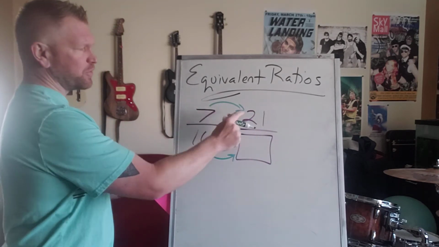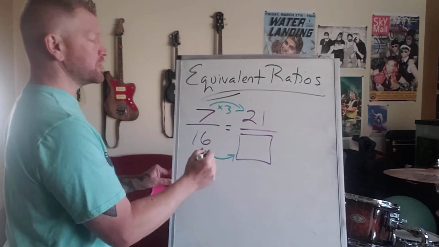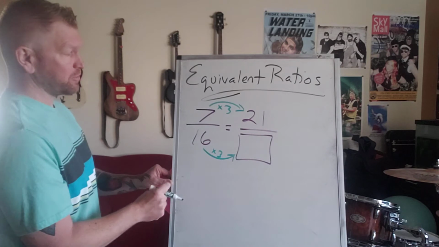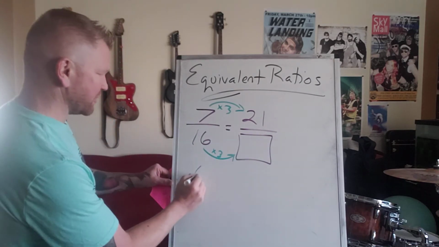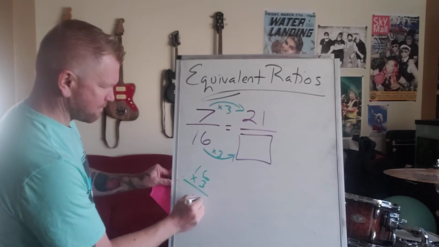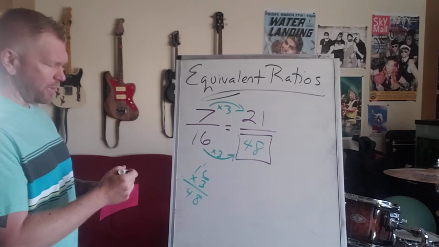Now to get from 7 to 21, as long as you realize that's 3 times bigger, to keep the ratio equivalent, this must be 3 times bigger. So 16 times 3, and what is 16 times 3? I've got to figure that out. 48. And that's what goes in the blank.